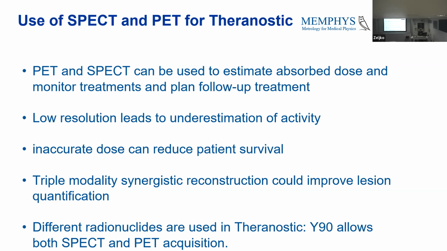So quantification in this case is very important. As we know, PET-SPECT are relatively low resolution modalities, so it can happen that we underestimate activity in tumors. And so if we rely on this for treatment planning, we might undertreat the tumor and this affects the patient survival. There are, in the market, already triple modality scanners, both preclinical and clinical.